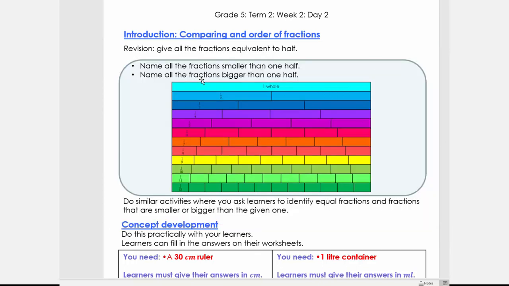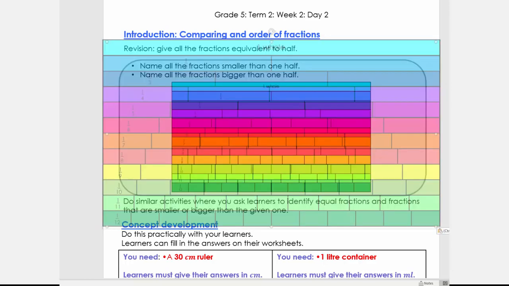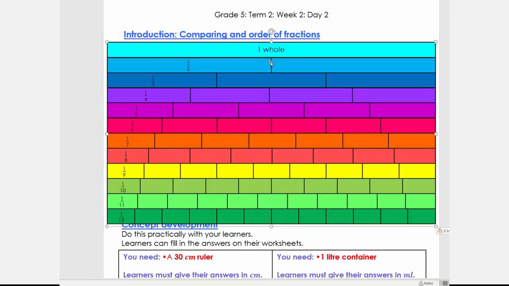Welcome back. So now we're going to do a similar activity, but this time we're going to name all the fractions that are smaller than a half. So let's just quickly come up with this board again. So now we're going to see that's a half, and now name all the fractions that are smaller. Here we have 1/3. We got 1/5, but also 2/5. We got 1/6, but also 2/6. We got 1/7, but also 2/7. Even 3/7 are smaller than 1/2.